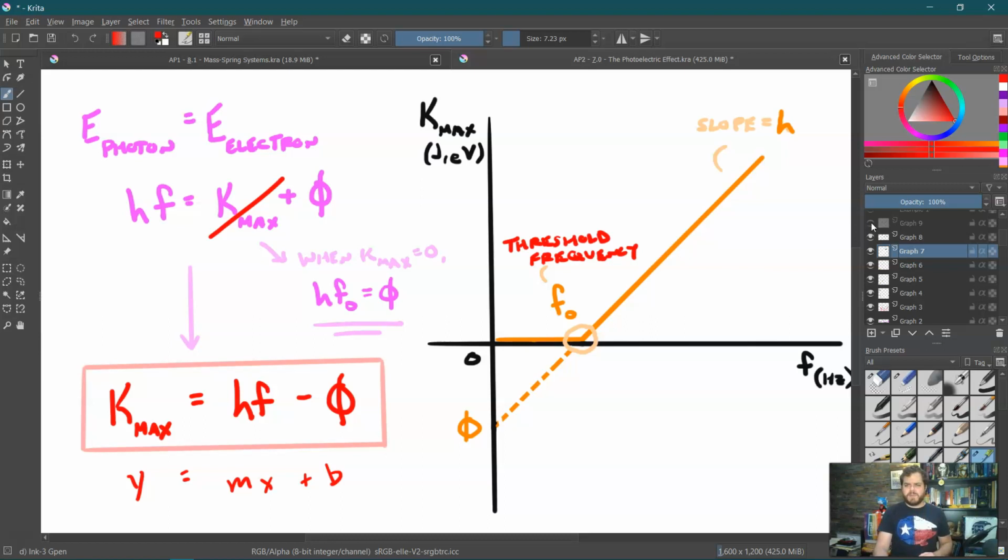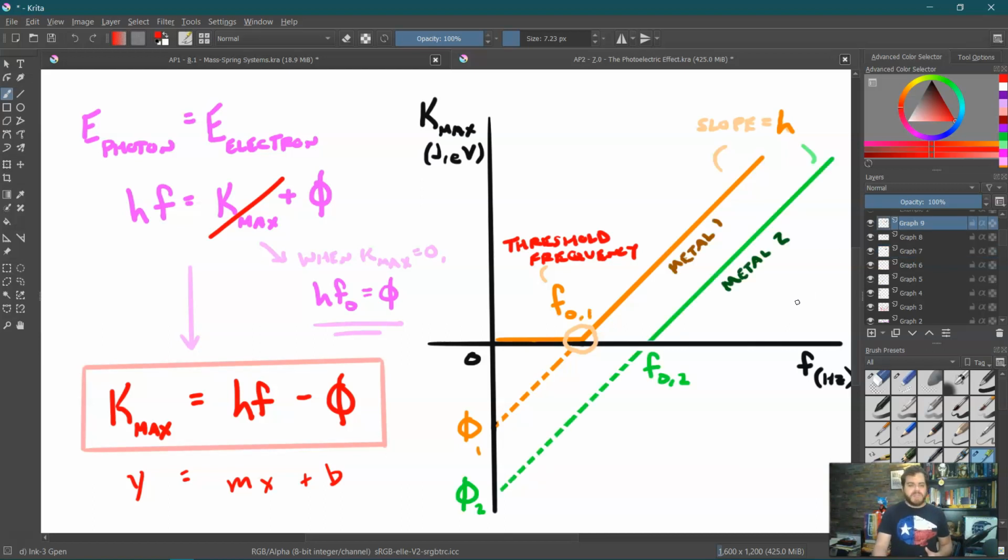One last thing I want to note here is that this particular work function is for a specific metal. If I have a different metal, it's going to hold on to its electrons a little differently and might require more energy or less energy for them to escape. And so we're going to see the same sort of graph shape, but it's going to be shifted a little bit to the right or left. So it's going to have a different threshold frequency necessary to get it off, but it's still going to have the same general shape of the slope being Planck's constant and the y-intercept being the work function.